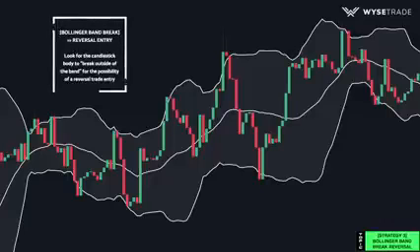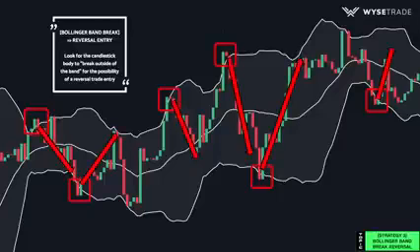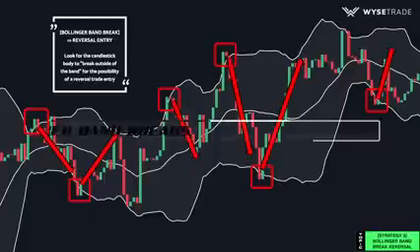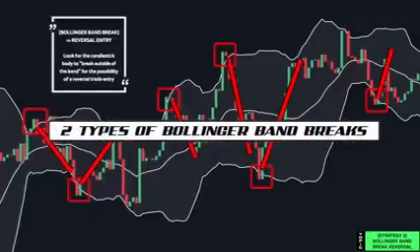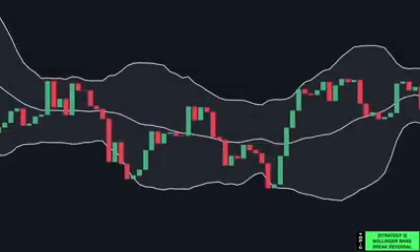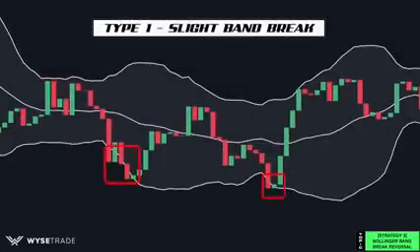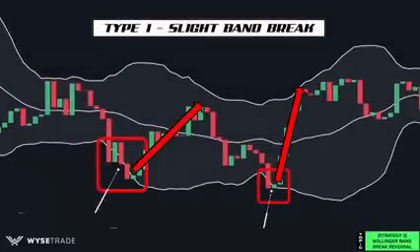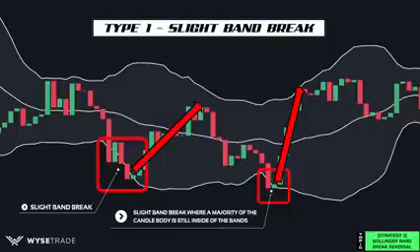So the core of this strategy involves looking for a break outside of the bands like this and expecting price to reverse in the opposite direction. Now, there are two kinds of Bollinger Band breaks to look for. Type 1 is where you have a slight break and where the majority of the candle is still inside of the bands. This is a good quality break.